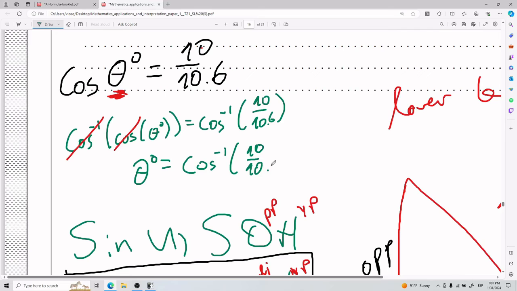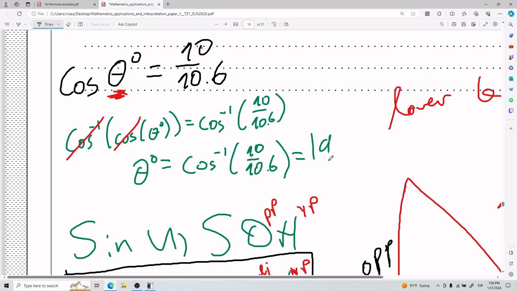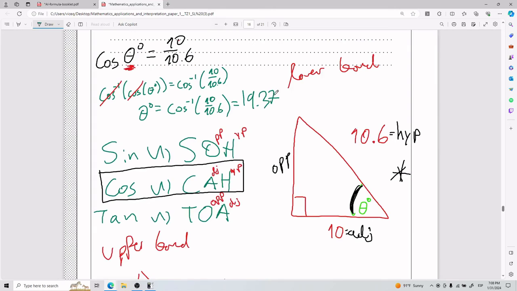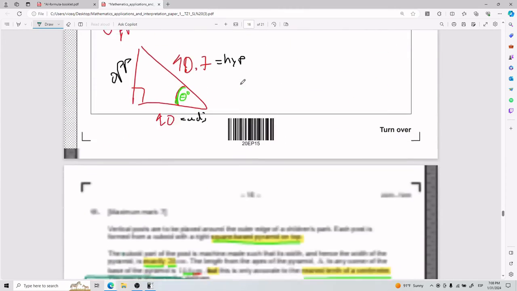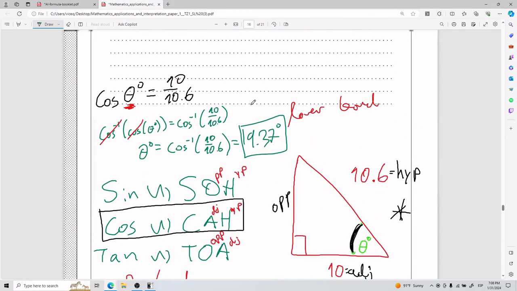Okay. And so for the lower bound, we're going to see that cosine inverse. We press second cosine. It's a fraction, so let me use the fraction template: 10 divided by 10.6. Okay, so my angle here is 19.37. So for the lower bound, is it safe for children? If my angle is 19.37, yes, it is safe because it must be less than 22. So for the lower bound, it checks out because it's less than 22.